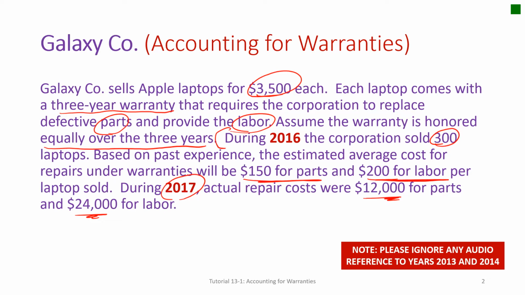So Galaxy sells laptops at a price of $3,500 each, and they come with a 3-year warranty that requires the corporation to replace parts and labor. And so what we're going to do is assume that the warranty is honored equally over 3 years. We'll see how that plays out. Now, during 2013, the company sold 300 laptops, and based on prior experience, it estimates that the cost for repairs under warranty is going to be $150 for parts and $200 for labor for each laptop. And during 2014, repair costs were $12,000 for parts and $24,000 for labor.